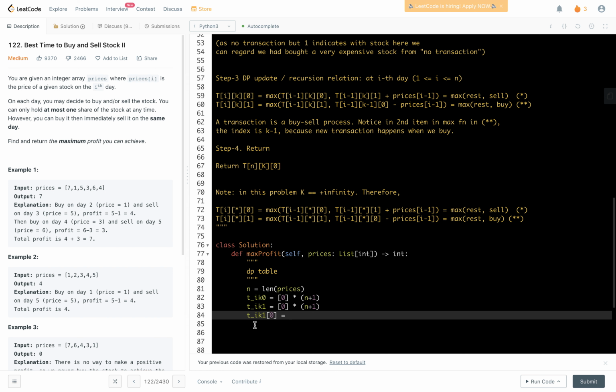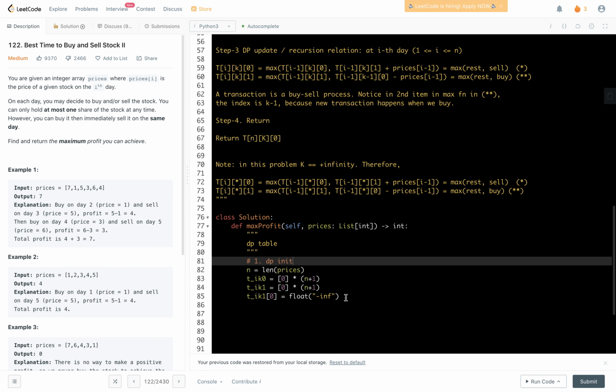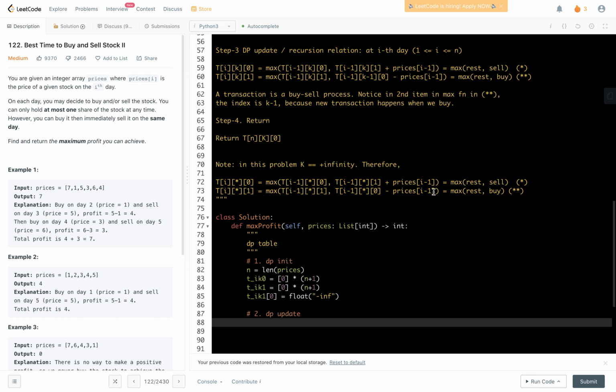Another thing is that we want to initialize ti k 1. Because at the very beginning there is no stock, if we result in stock, we're going to think that we have bought a very expensive stock out of nothing. So we set this to be negative infinity. With that said, we finished the DP table initialization. So next we're going to do the DP update.